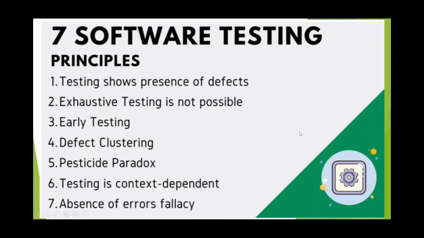Okay, I guess you're clear with this point. So let's move on to the next point: the absence of errors fallacy. As I told earlier, even if no defects are found, testing is not proof of correctness. Let's say I am testing an application and I move it to production. Until and unless there are production issues, it's fine.